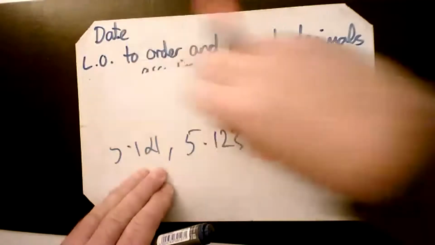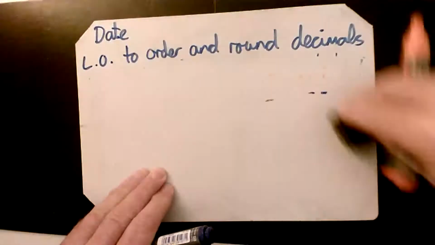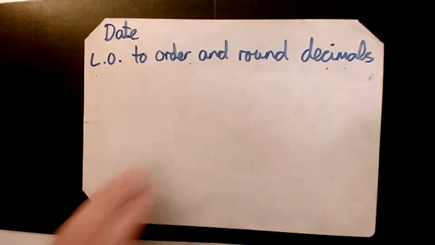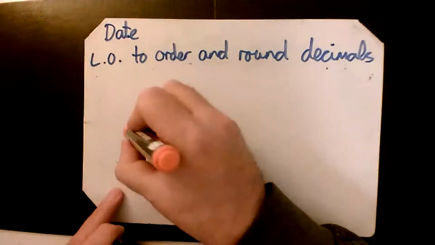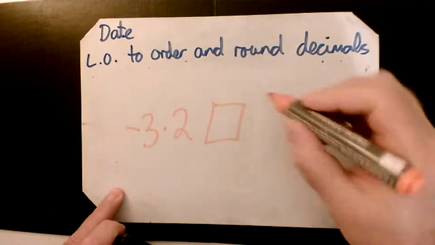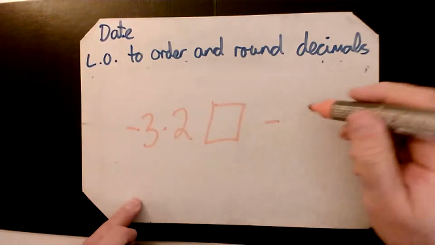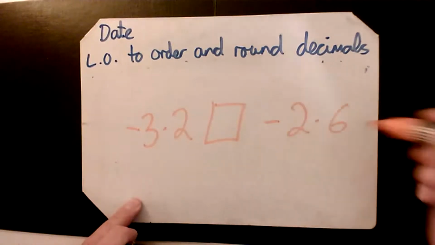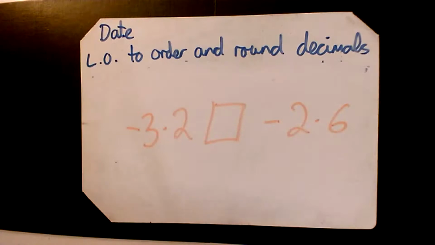It's a little bit different with negative numbers, and negative numbers are really easy to get caught out on. So minus 3.2, and then minus 2.6. Which is the biggest number here? You decide which is the biggest. Which way will your crocodile point? Which number will your crocodile eat? Which is the biggest?